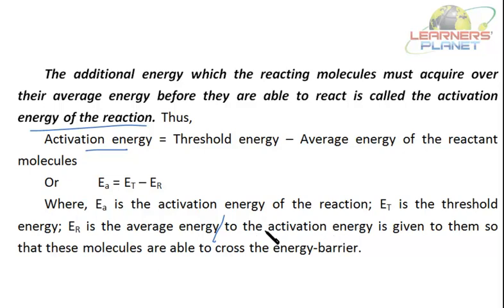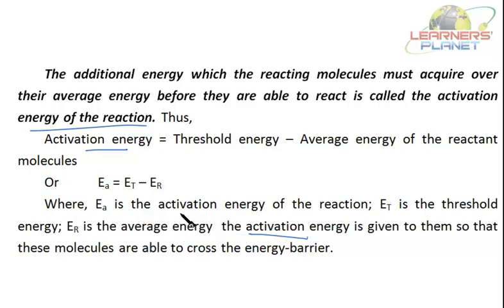And the activation energy here is given to them so that these molecules are able to cross the energy barrier. This activation energy is given to the molecules so that they cross this energy barrier. So this is the concept of threshold energy and the activation energy. And why is it that for every 10 Kelvin rise or 10 degrees centigrade rise in temperature, the rate of reaction doubles?